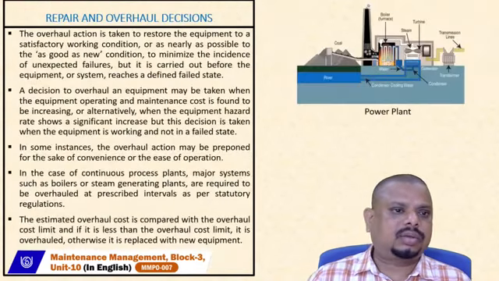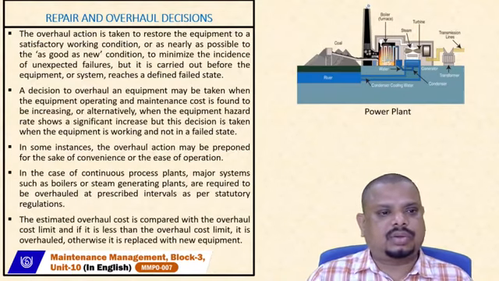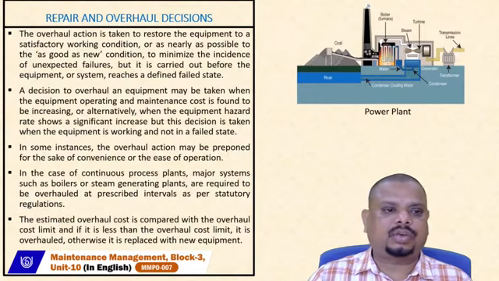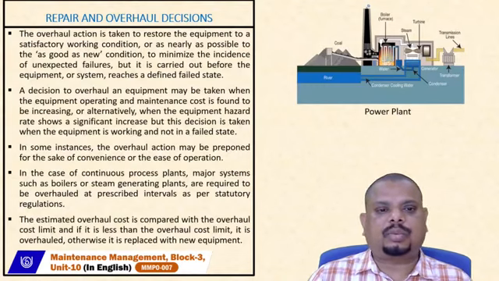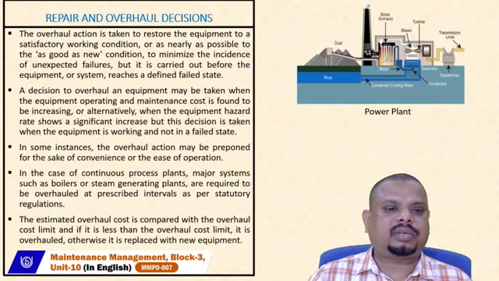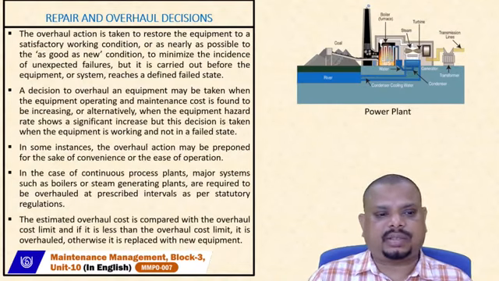Moving to the next one: repair and overhaul decisions. In an overhaul, action is taken to restore the entire equipment to satisfactory working condition, or as nearly as possible to as-good-as-new condition, so that you minimize the incidence of unexpected failures. But it is carried out before the equipment and system reach defined failed states.